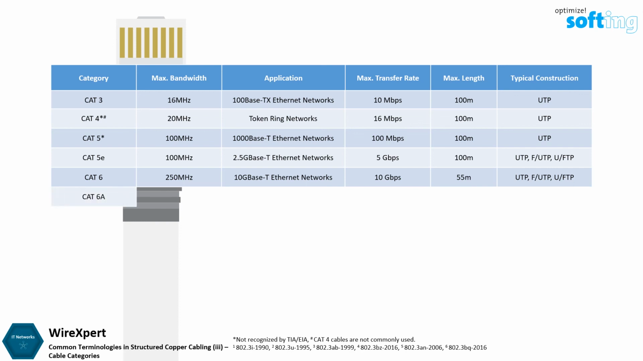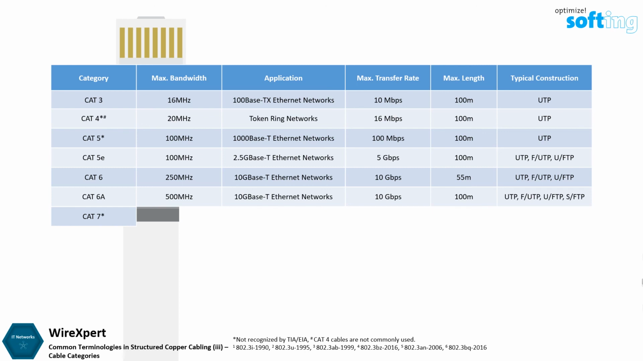The augmented Cat6 or Cat6a cables operate at a maximum frequency of 500 MHz and can be installed on a gigabit Ethernet network with a transfer rate up to 10 Gbps. Cat6a cables are typically constructed as UTP, foiled UTP, unshielded foiled twisted pairs or braid shielded foiled twisted pairs.